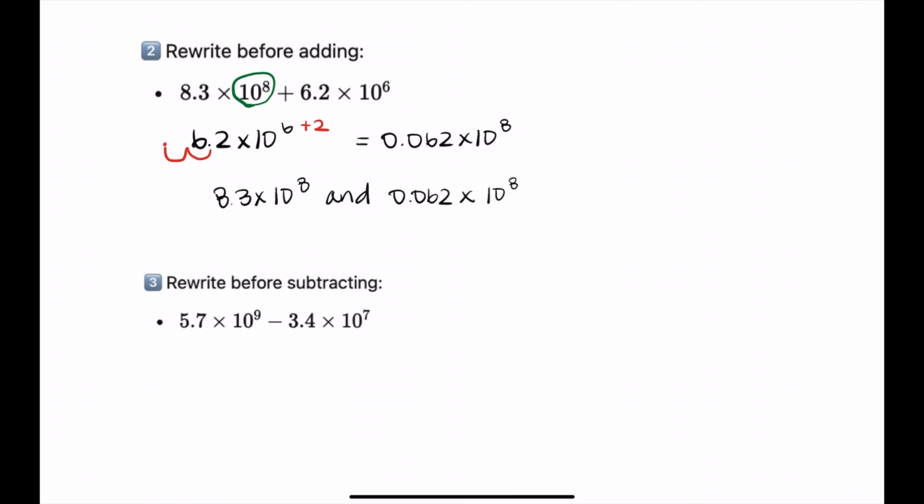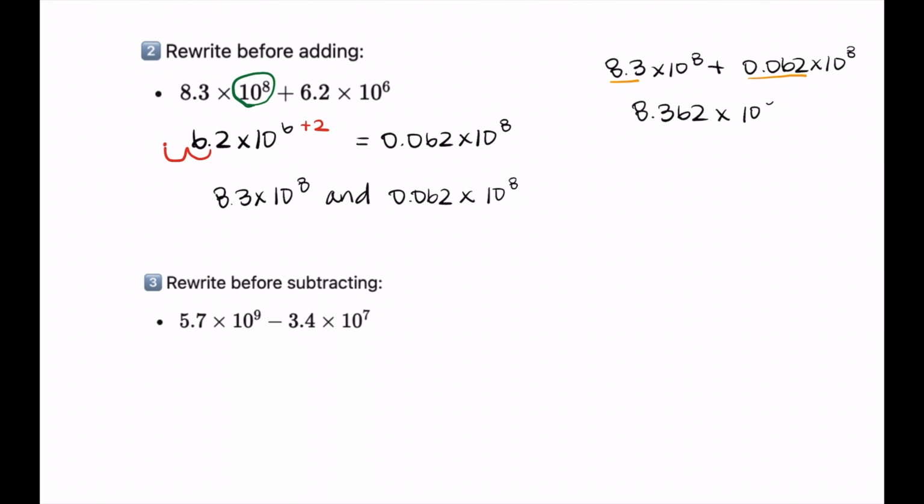Now when we go to add them, we're going to do the same steps we covered in our video from last time. So again, if you haven't watched that, I'll go ahead and tag it right here for you guys. We're just going to add the coefficients and the powers will be along for the ride. Our coefficients here are the 8.3 and the 0.062. When we add them together, we get 8.362 and the exponent stays the same. So our answer would be 8.362 times 10 to the 8th.